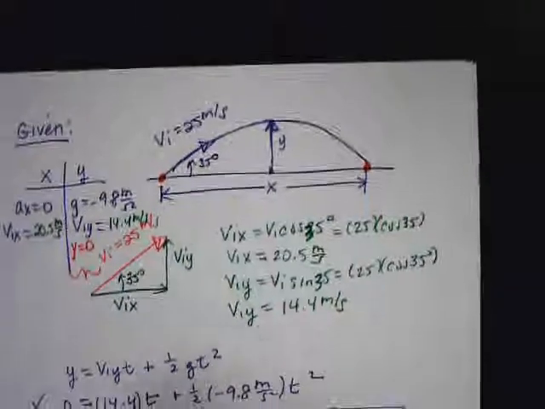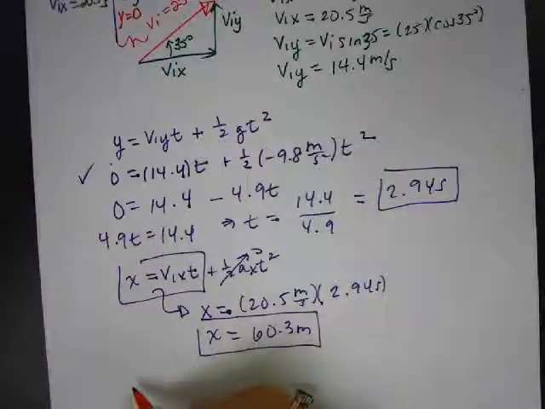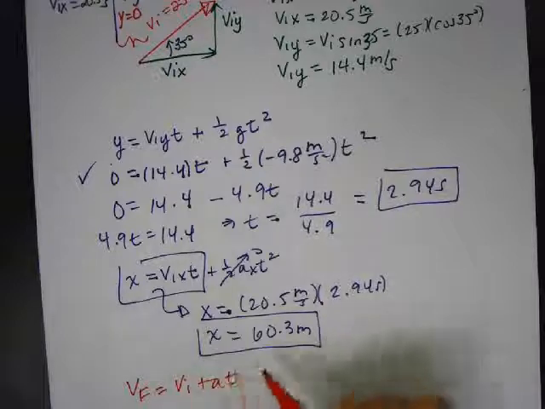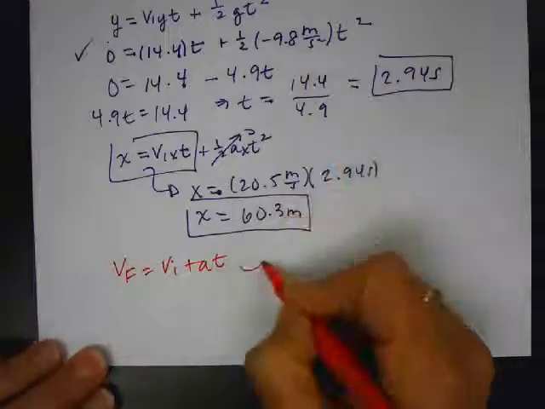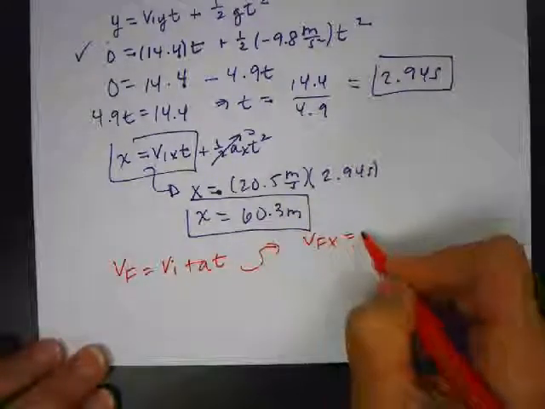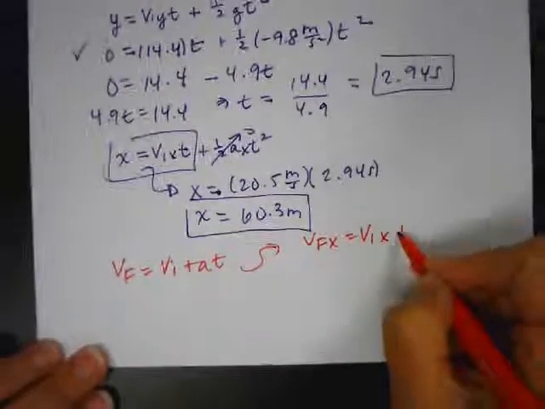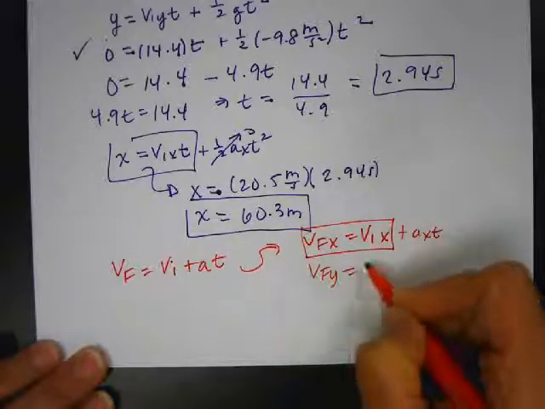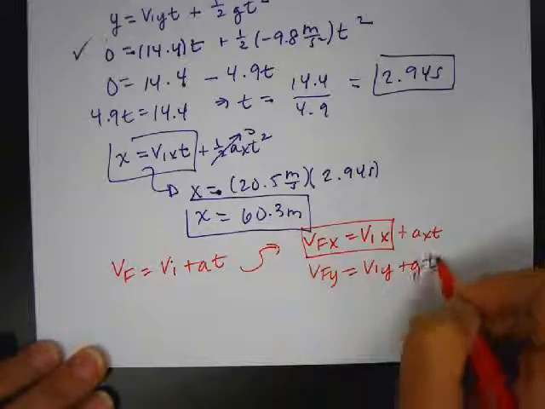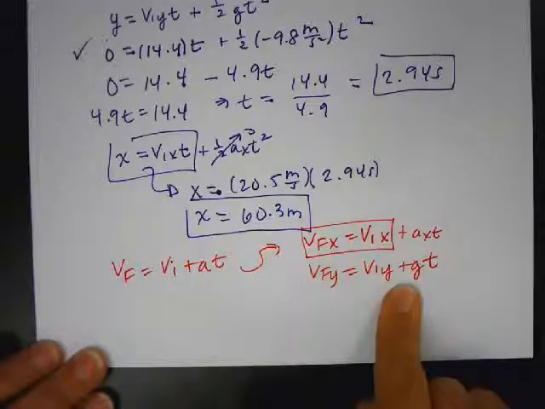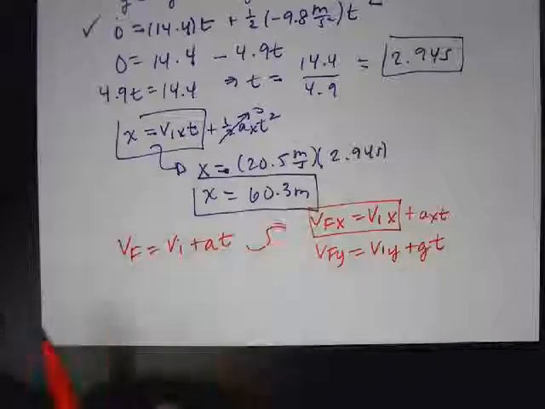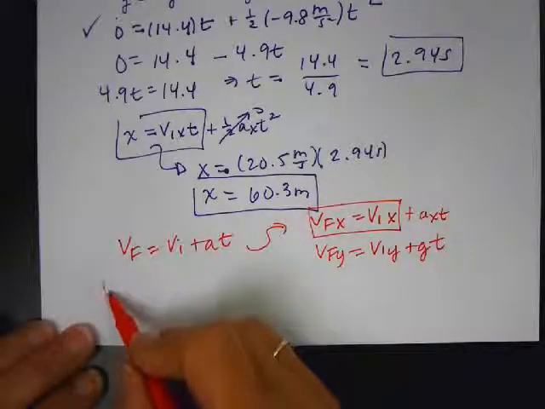Now, there's other ways to do this. I don't have to use this equation. I could also use any of my other equations. You know how we have the equations like VF is equal to VI plus AT? So I could also apply this equation and say VFX is equal to VIX plus AXT, and then VFY is equal to VIY plus GT. I could also use the other equations. It depends on what I'm given and what I want to find.